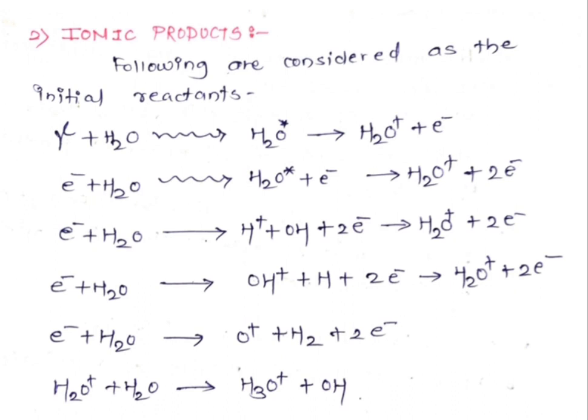Then again, when there are higher energy electrons present in the system, the electron will interact with water. Then there is a formation of H2O star, and that electron remains as it is. Only the energy of the H2O, due to the collision of electron and water molecule, will be increased. So H2O star is there. And when that H2O star, the higher excited species, comes to the ground state, it again emits one electron, and the water molecule becomes positive.